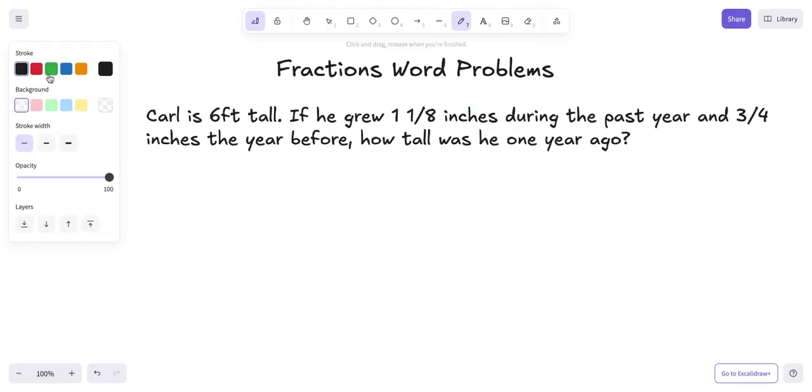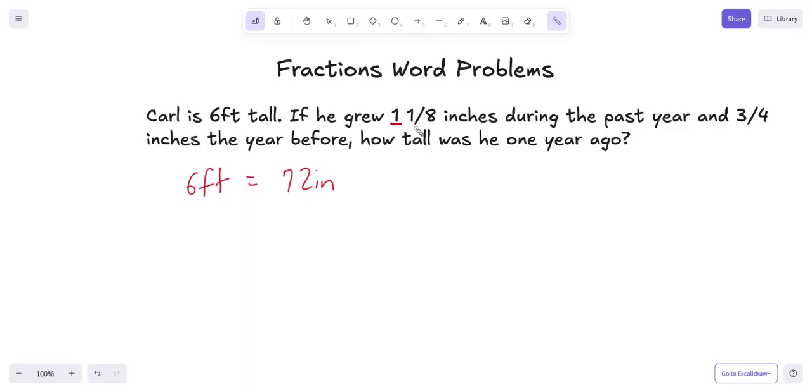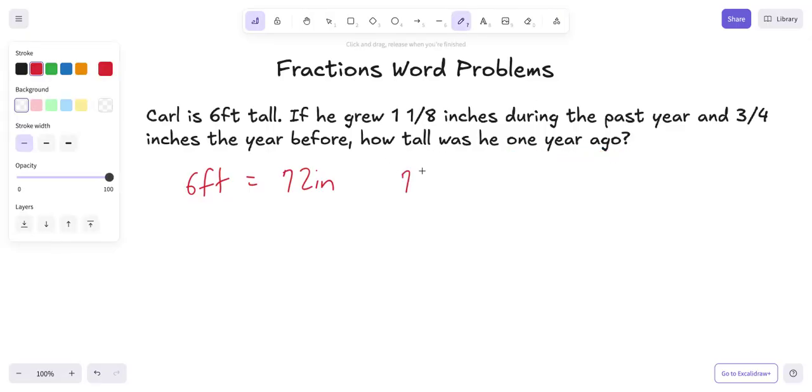So let's first convert 6 feet into inches. I'm going to multiply by 12 to get 72 inches. Right now he's 72 inches. He grew 1 1/8 inch during the past year. So how tall was he a year ago? We're going to subtract. So this is 72 minus 1 1/8 inch. I can rewrite this as 72 0/8 inches minus 1 1/8 of an inch.